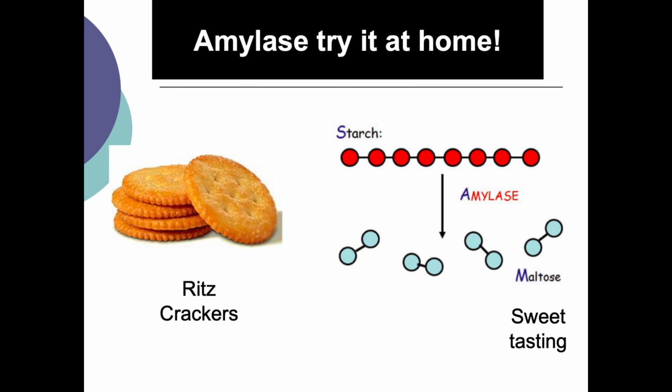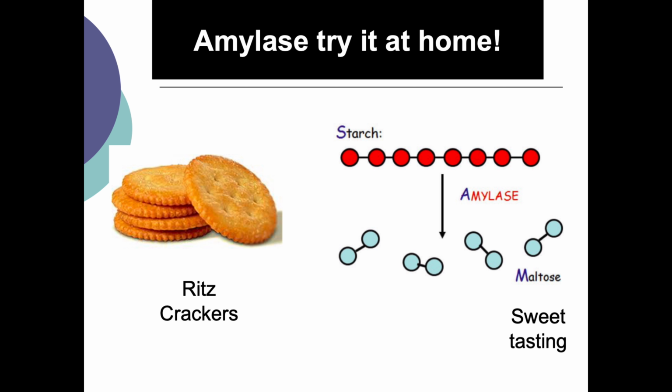Can anybody remember what starch is in terms of its chemical composition? It's a carbohydrate, yep. Made up of, what are the monomers in starch? Sugars, yeah. Glucose specifically, yeah. It's a polymer of glucose. Okay, so we break down starch. Ritz crackers are full of starch, right? Anybody had these? I hope somebody has. Yeah. Most people have had one of these, right?